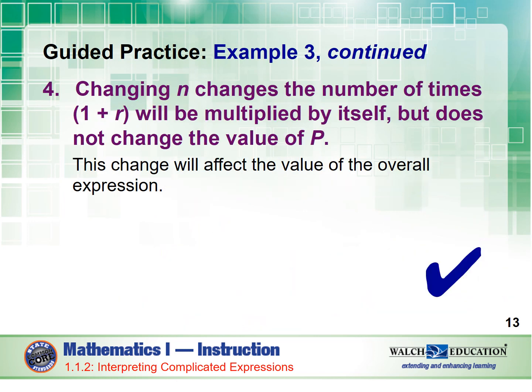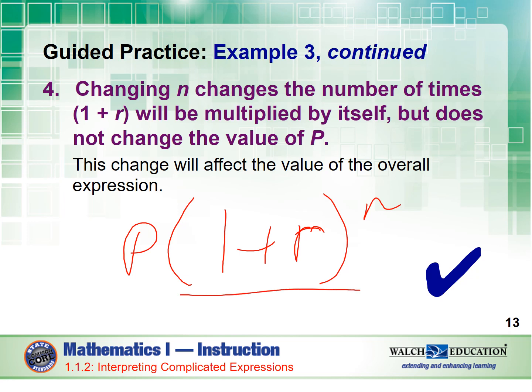Changing n, again, here we go. We've got P(1 + r)^n. Changing n changes the number of times that the base will be multiplied by itself, but it does not change P.